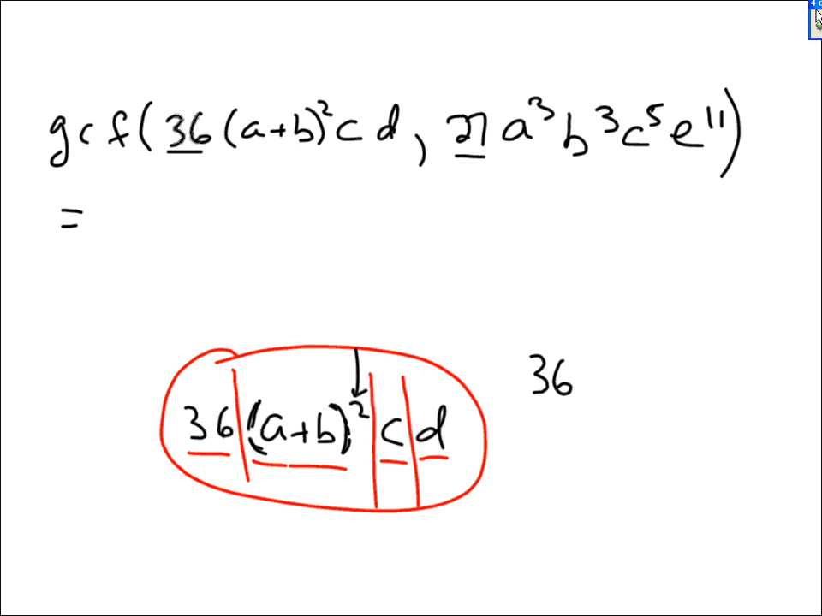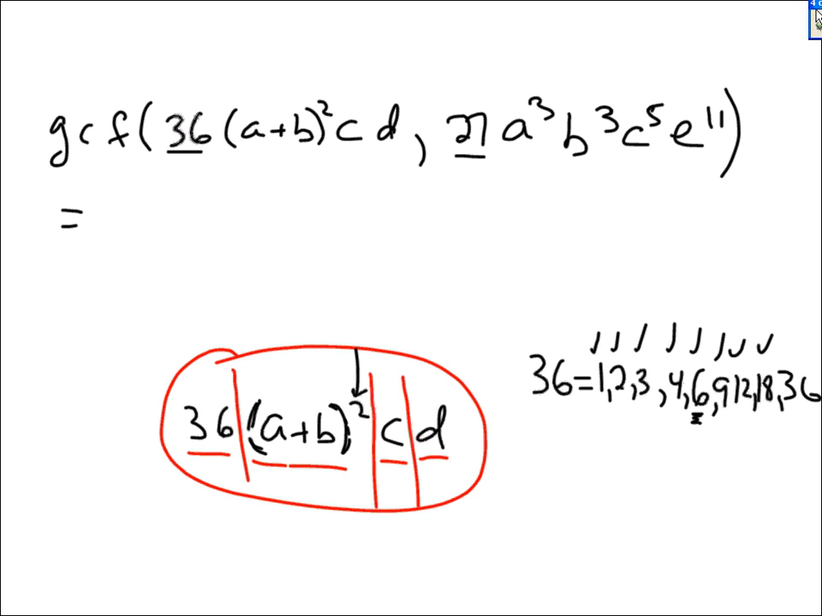36, and there's a lot of numbers that go into 36. 1 and 36, 2 and 18, 3 and 12, 4 goes in 9 times, and 6 goes into 6 times. That second 6, well, I don't have to write down because I already wrote down 1. There are 1, 2, 3, 4, 5, 6, 7, 8, 9 numbers that go into 36.